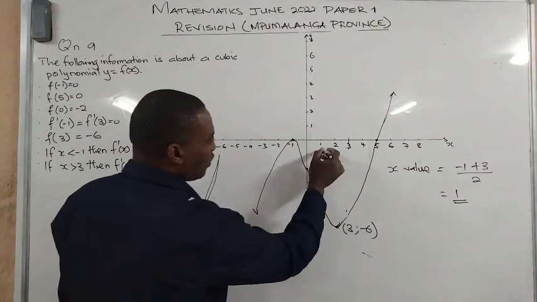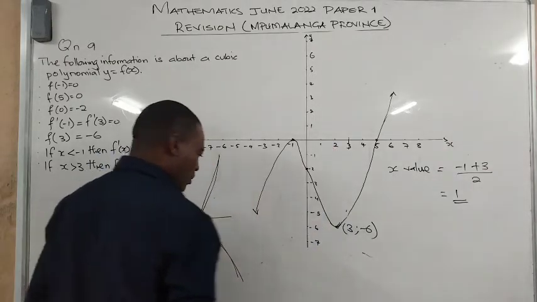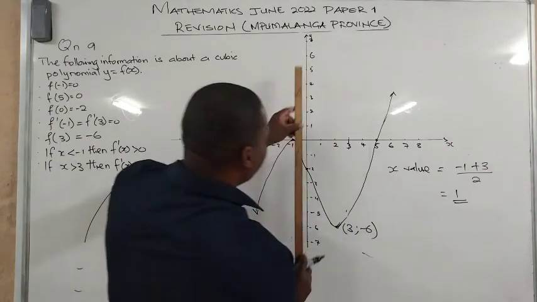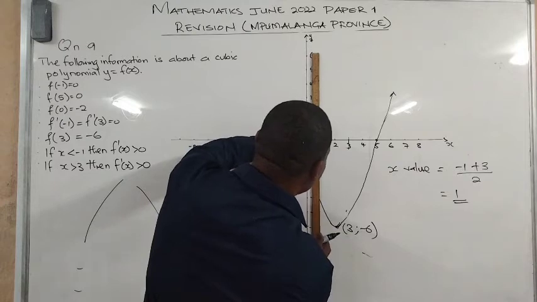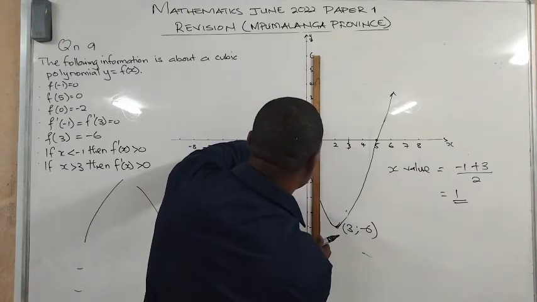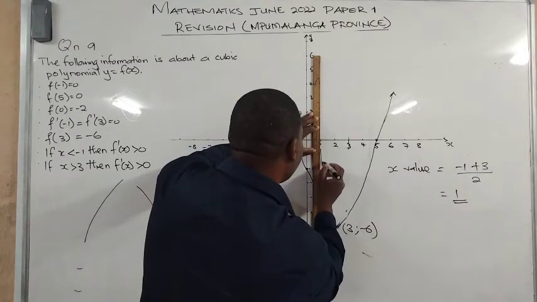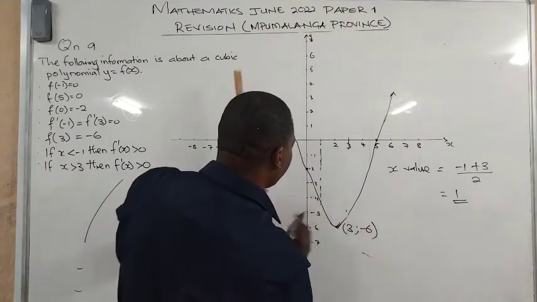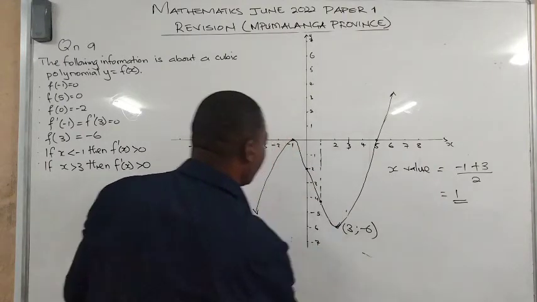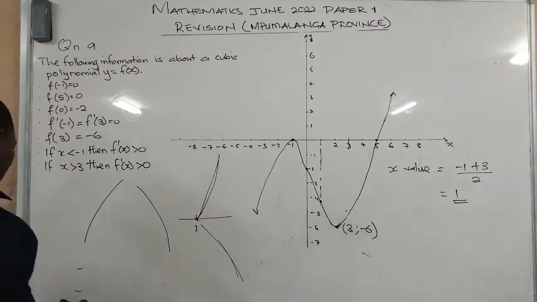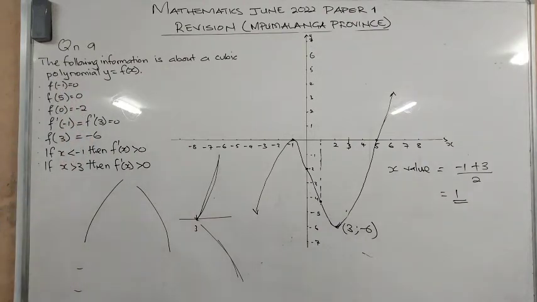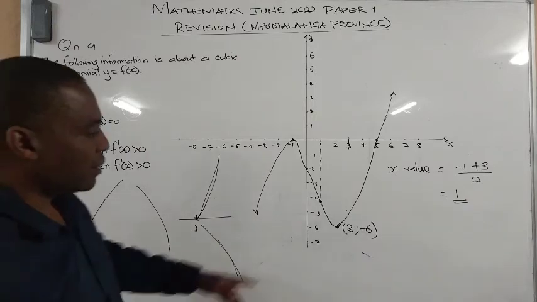So if we are to come to the graph, though there are no questions that have been asked pertaining to the y coordinate, we are saying the point of inflection is here. That's where concavity changes. So basically, that's answering 9.2.